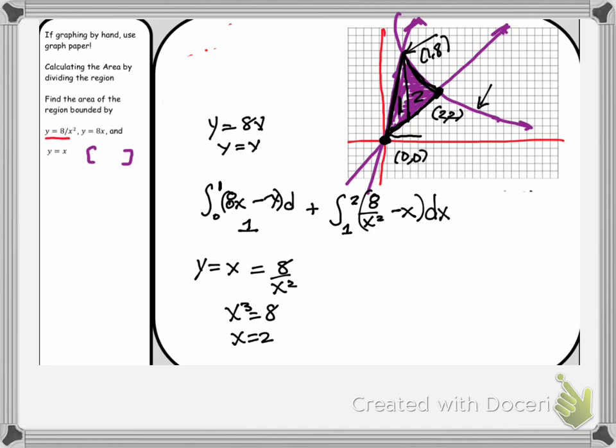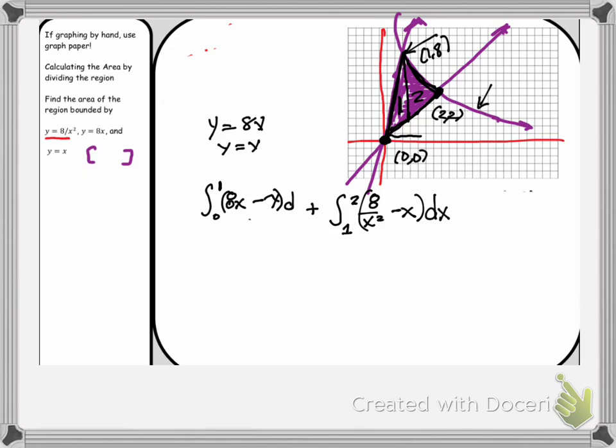Again, you could find all these intersections on your calculator if you could use it. You would put these 3 functions in and use your calculator. But you got to be able to do it by hand also. All right, so I'm going to get rid of my extraneous stuff here. And let's go ahead and do the calculations for this.